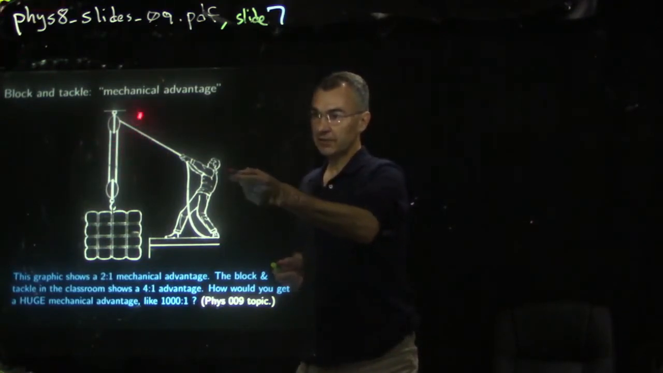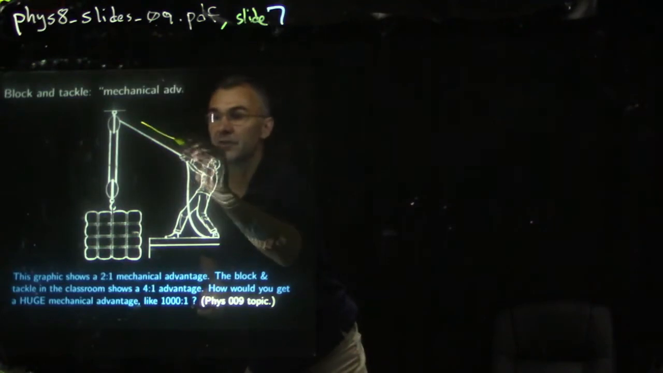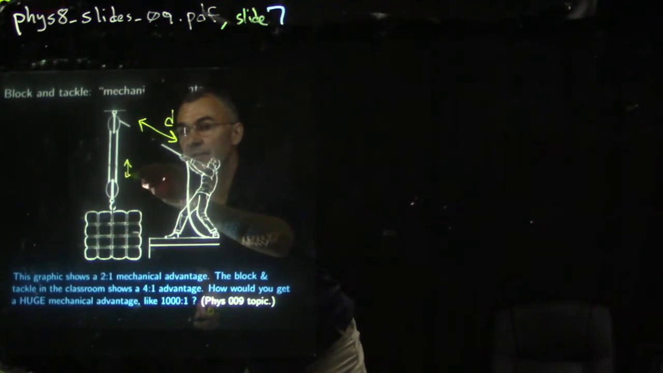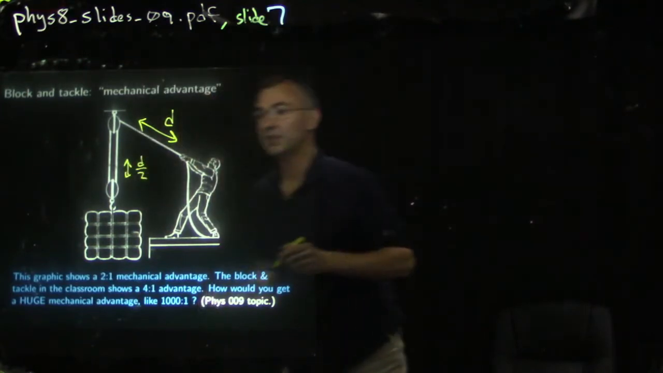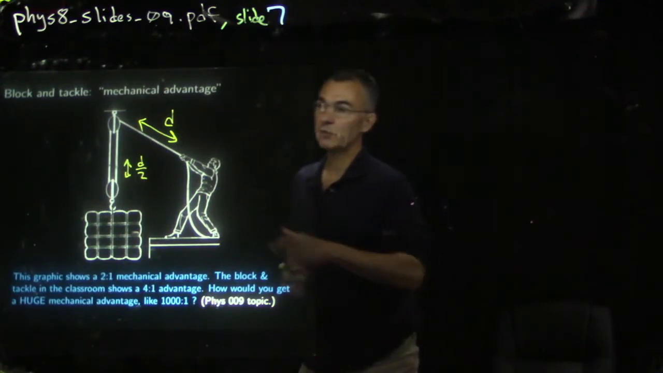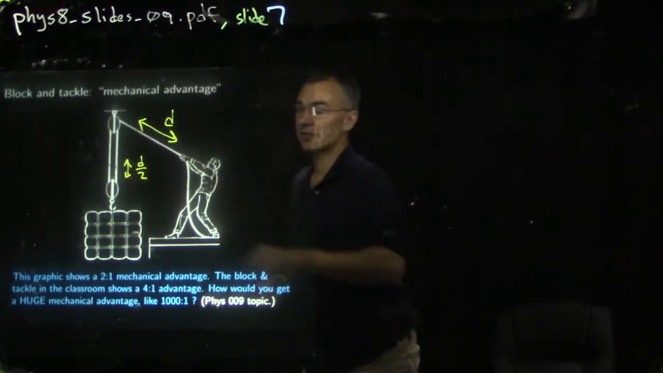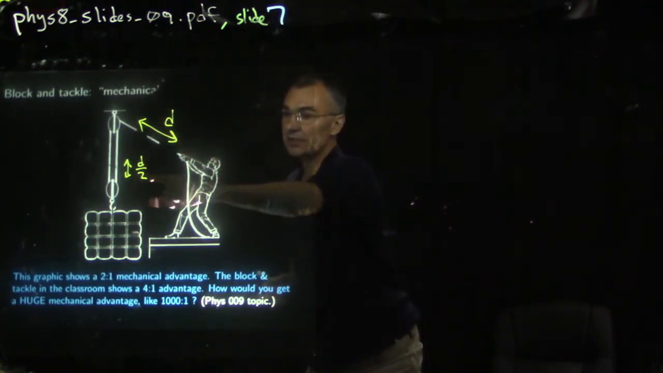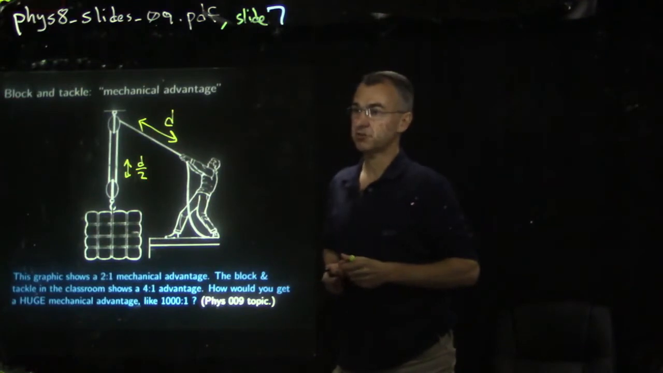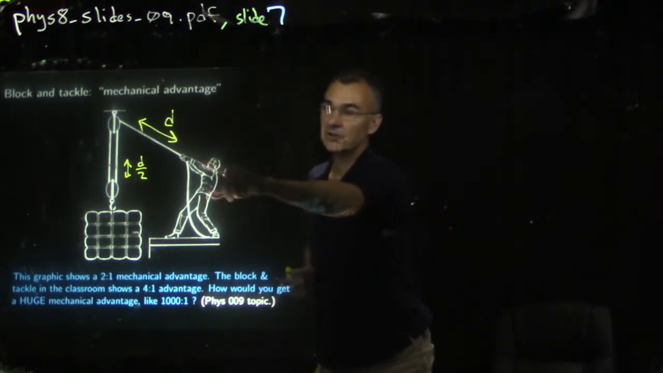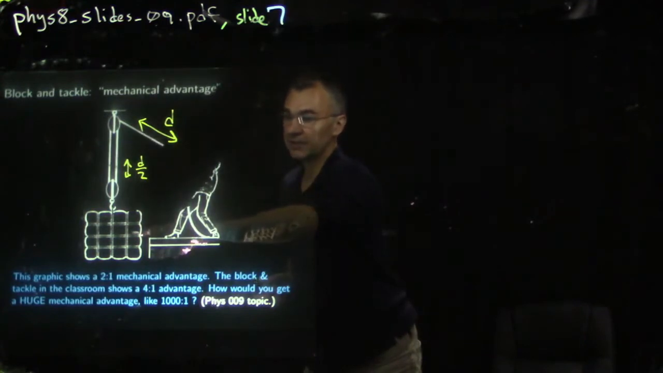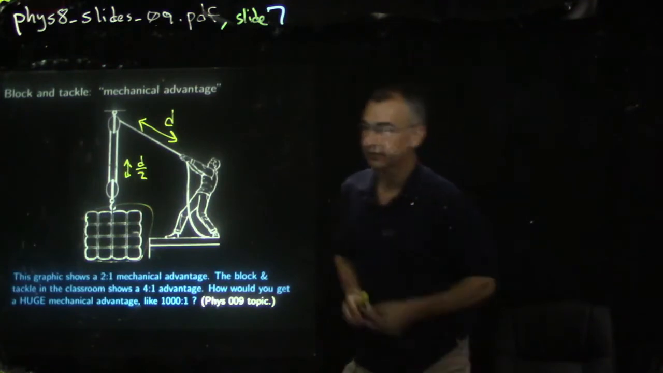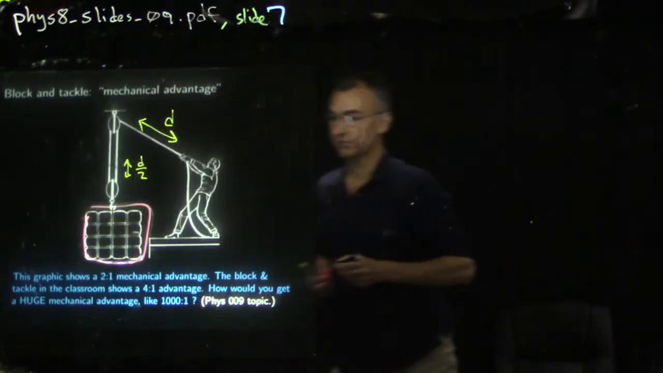Because you move this a distance d, the result is that the big massive object moves up a distance d over 2. So if you say the work done here is the same as the work done here, then a small force times a large displacement equals a large force times a small displacement. So it's possible for the person to exert a force which only equals half of the weight of this large object in order to lift this large, massive object.